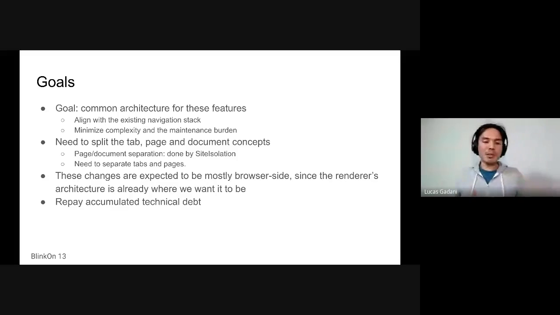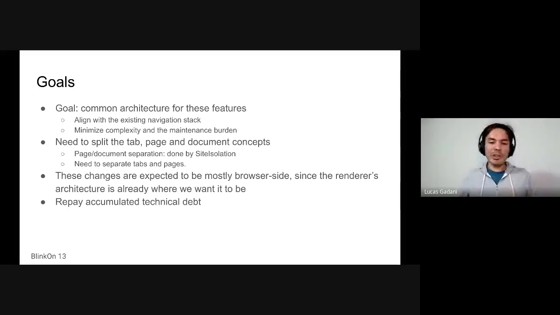The page and the document have already been split by the site isolation project. When Chrome moved on to having different renderers rendering different iframes, we already had to separate the frame and page concepts. So what we need to do now is separate the tabs and the pages. We expect these changes to be mostly browser side. Perhaps there will be no changes to the renderer, and that is a good thing.